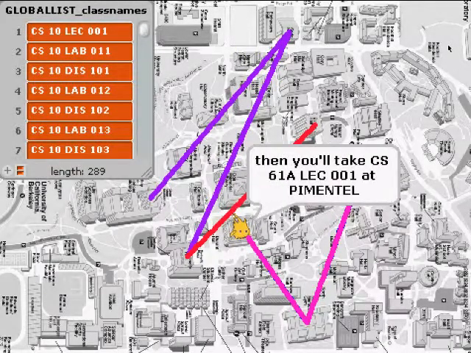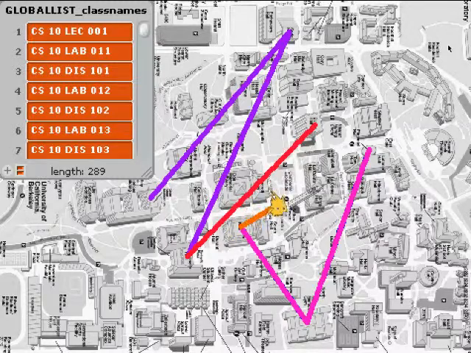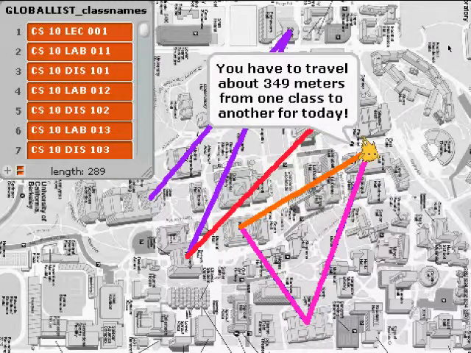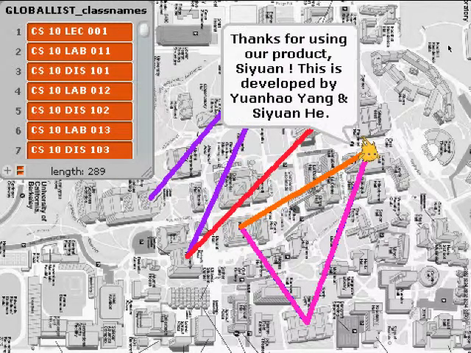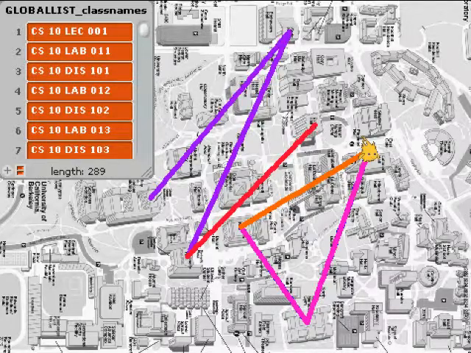So basically, this is the end of the demonstration. We are still developing this program, and in further versions, there will be a more accurate algorithm for distance calculation and even for altitude, because Berkeley is a hilly landscape, and also a more complete list of classes and a more user-friendly interface.